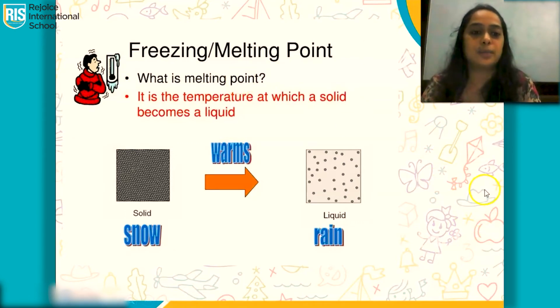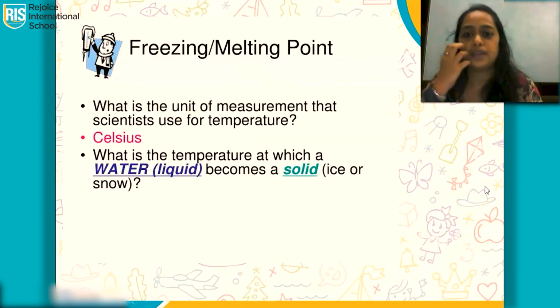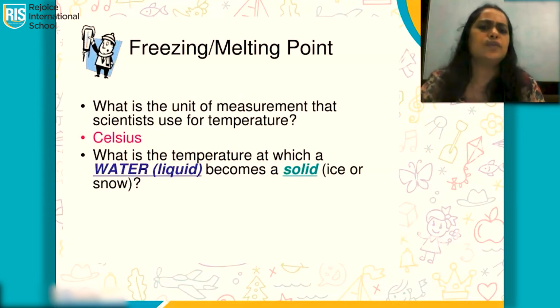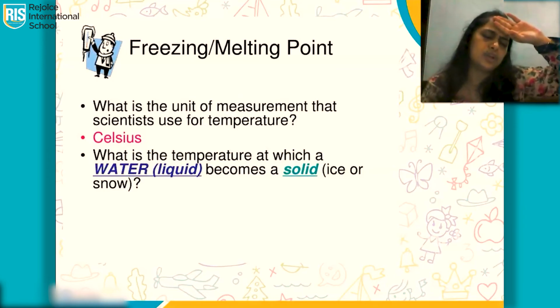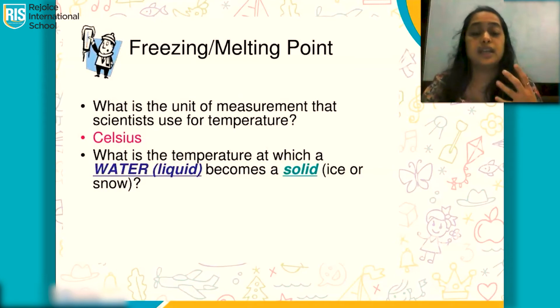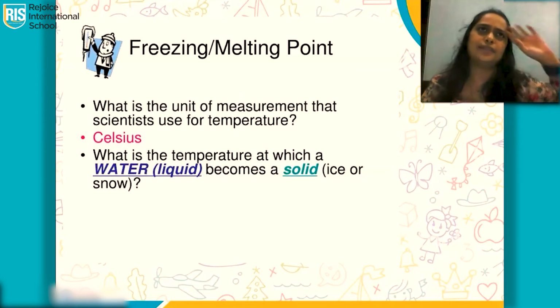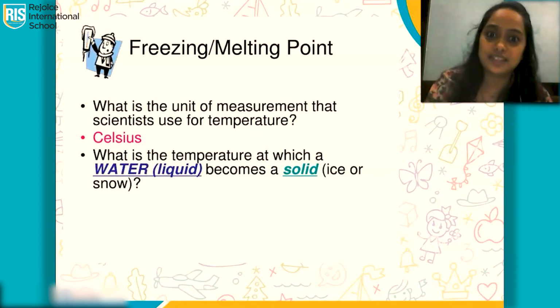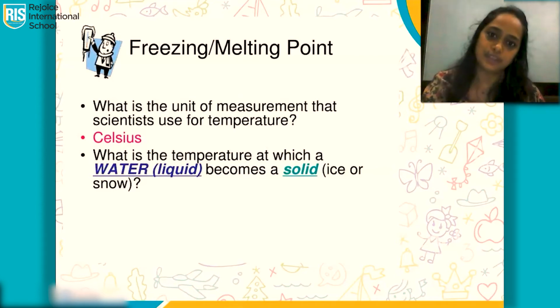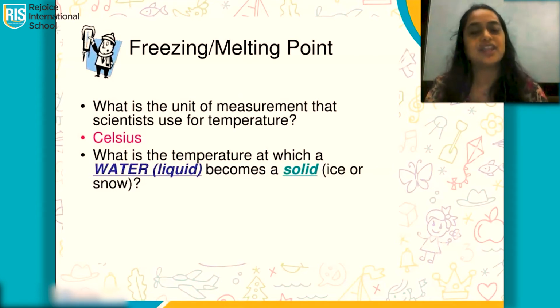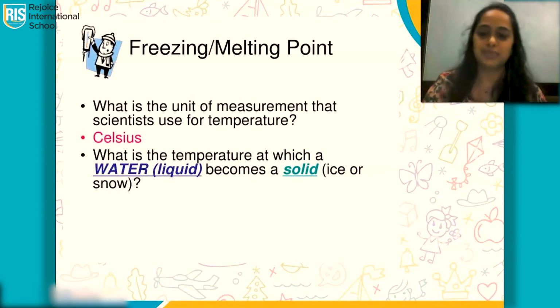In the same way, let's learn about the boiling point and the melting point. What is the unit of measurement that scientists use for temperature? If I want to understand how much temperature my body has, it is said that I have a normal temperature of 98 degrees. Celsius is the unit of measurement of temperature, and we use thermometers to measure it.